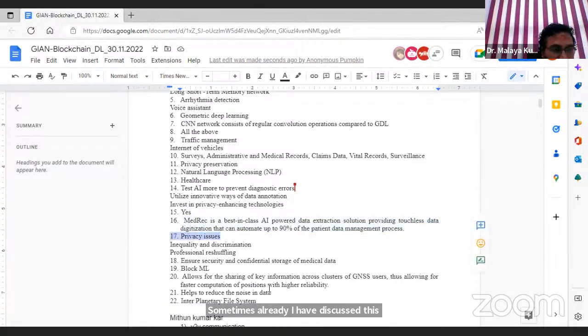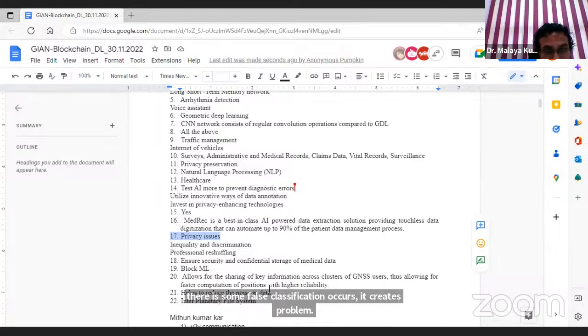Sometimes noise will be added to the speech, so there is more data. Whenever there is more data, latency will be higher, it takes more time. But our aim is that latency should be low. In the case of real time, if some false classification occurs, it creates problems in suggesting the drugs. So it is hazardous to the patients.